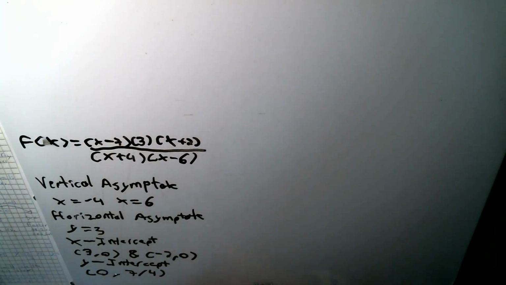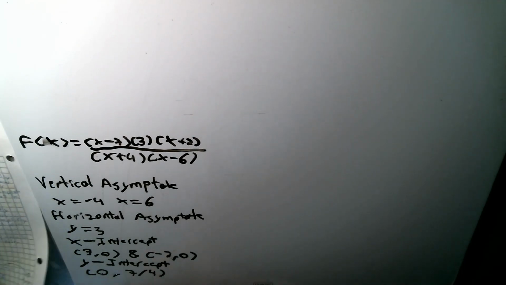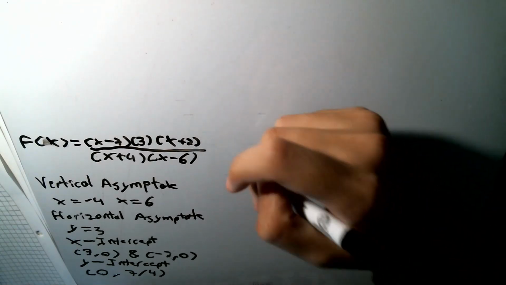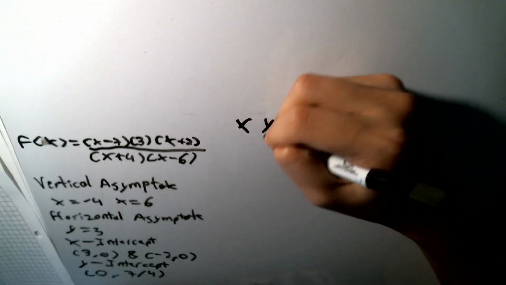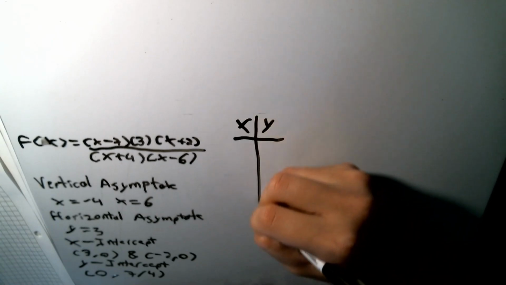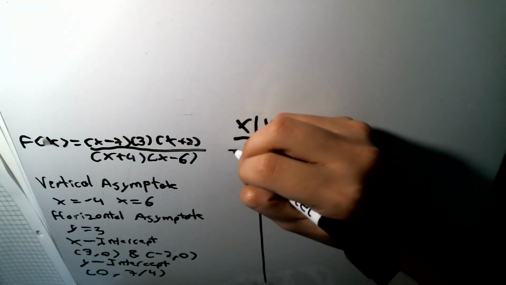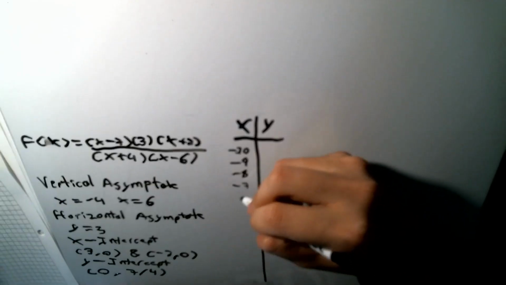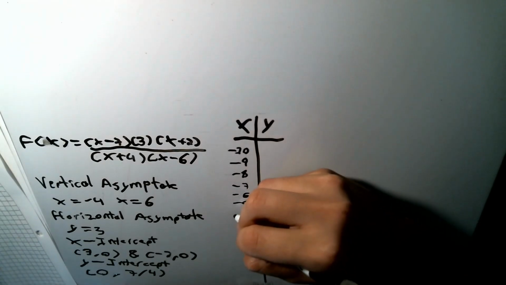We got them from the function, and now we are going to graph this. So first I'm going to write the x and y values. Minus 10, minus 9, minus 8, minus 7, minus 6, minus 5, minus 4.